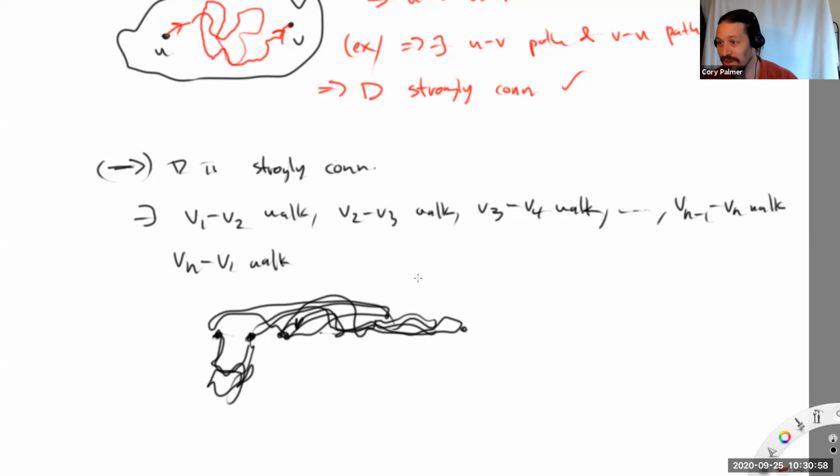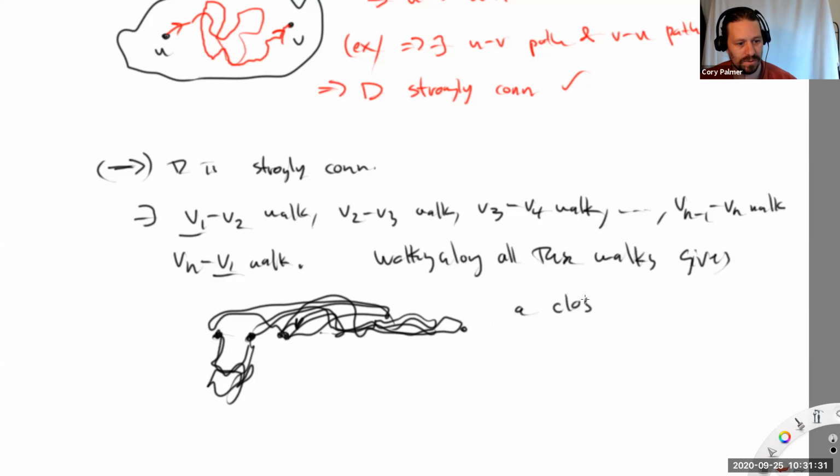But that will eventually get me from V1 back to V1, and it will necessarily travel through all the vertices. It's almost certainly not going to be a path. There are going to be horrible, horrible amounts of repeats, but who cares, right? We're looking for an actual spanning walk, right? So walking along all these walks gives a closed spanning walk of D.